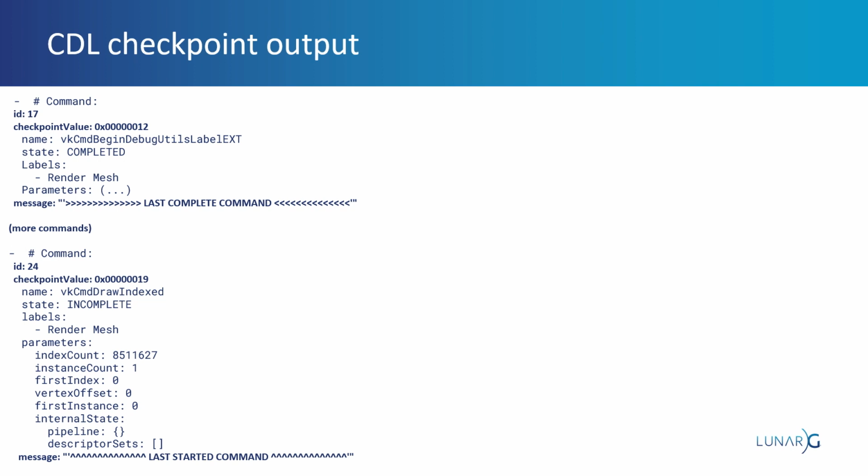So this is what it looks like in the dump. Each command has an ID and it has a checkpoint value, and then we print out these little banners that say this is the last command that we know was completed, and this is the last one that started. And you'll notice that there's a gap in the IDs there, so there's a window of commands that could have been the cause of this hang. And ideally, we want this window to be as small as possible, because then you know if it's one, you know where to look, and if it's more than one, you have some searching to do.